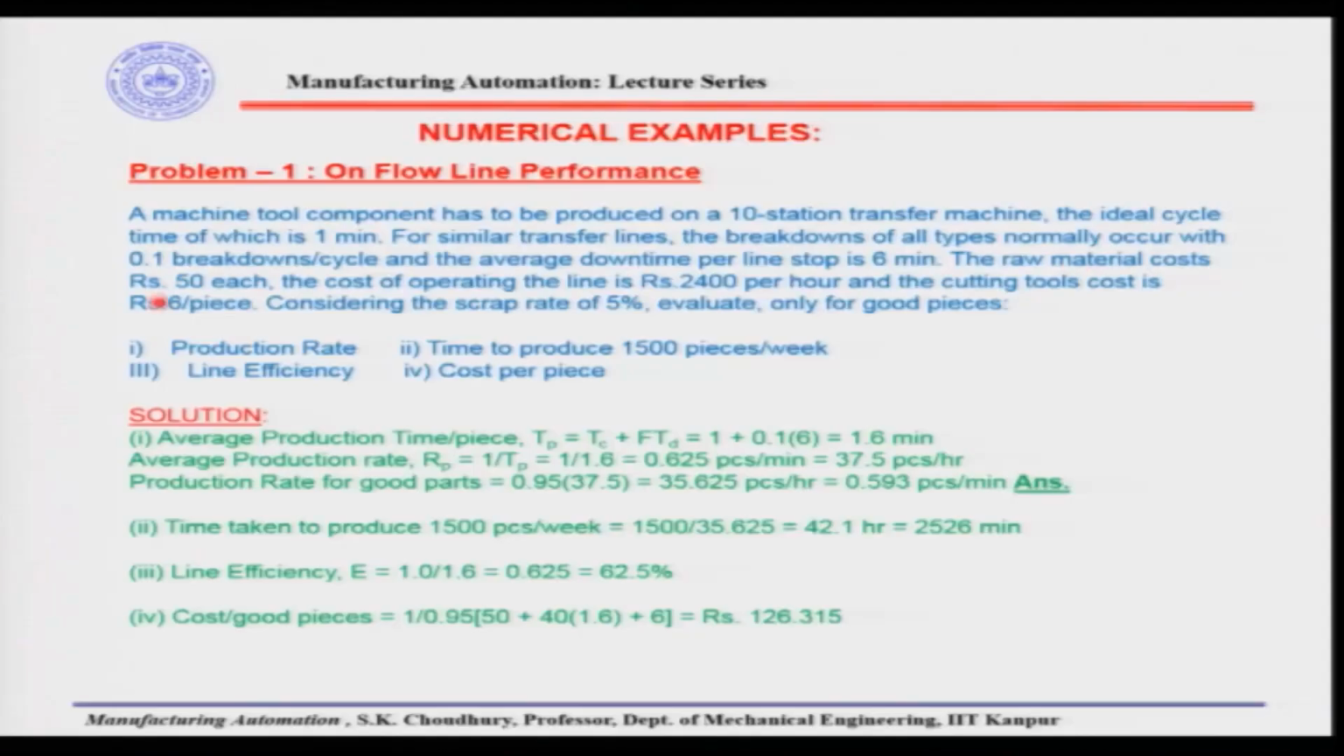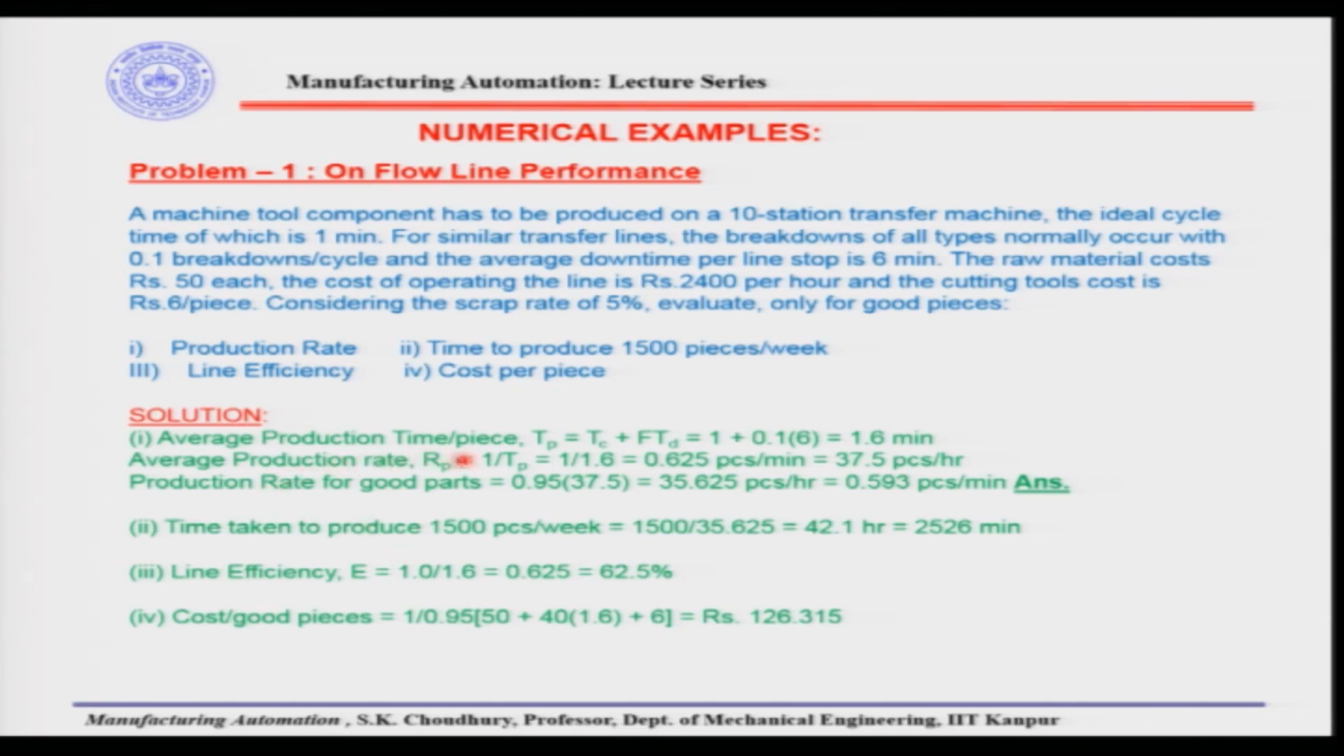The raw material costs rupees 50 each. The cost of operating the line is rupees 2400 per hour, and the cutting tool cost is rupees 6 per piece. Considering a scrap rate of 5%, evaluate, only for good pieces, the production rate, the time to produce 1500 pieces per week, the line efficiency and the cost per piece. To make the solution, first you have to remember what things are given here.